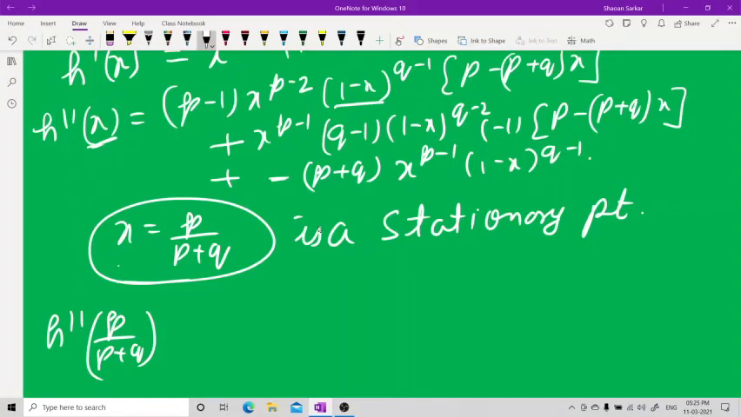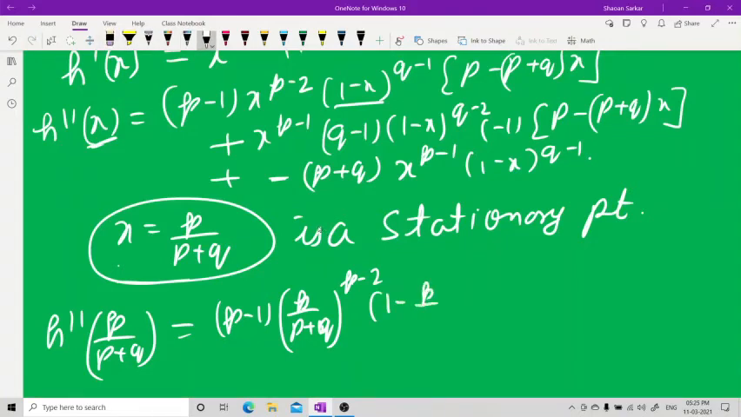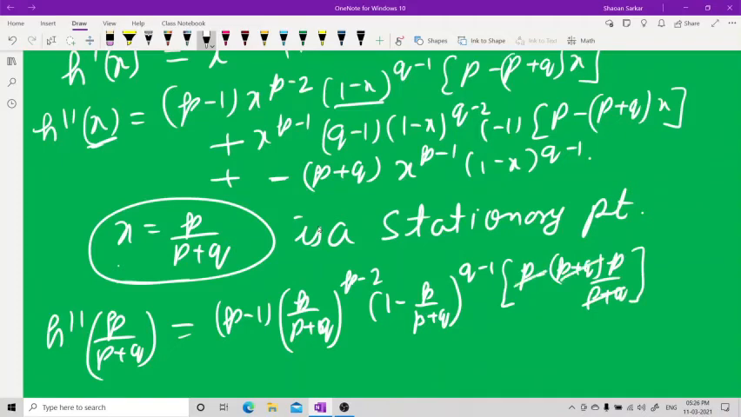Now at this point, if I put it in here, see: P minus 1, x to the power of P minus 2. Wait a minute, let me write. P upon P plus Q to the power of P minus 2, times 1 minus P upon P plus Q whole to the power of Q minus 1. And now if you see P minus P plus Q into P upon P plus Q, this will cancel out and this will cancel out. The whole thing will cancel out.